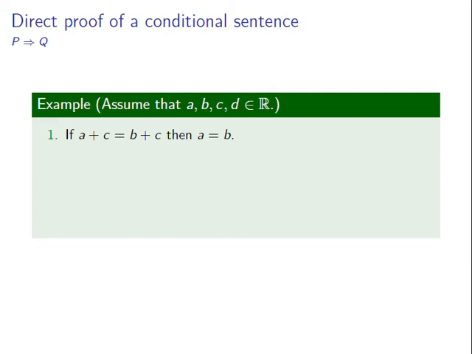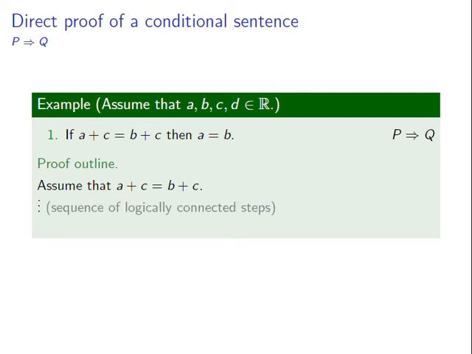For the first example, consider the claim, if A plus C equals B plus C, then A equals B. Let P be the statement A plus C equals B plus C, and let Q be the statement A equals B. This is a conditional sentence with antecedent P and consequent Q. A direct proof for this statement begins by assuming condition P, that is, that A plus C equals B plus C. Then, using a sequence of logically connected steps, we deduce condition Q, that is, that A equals B.